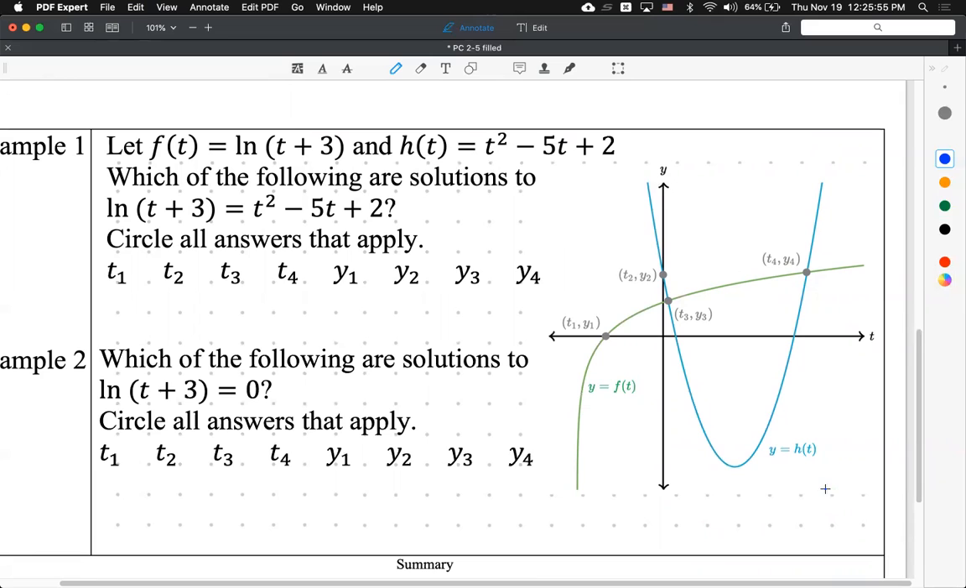Now what's our answer? Well, I see a 3 and a 4. So let's circle something. Obviously, T3 is going to be the answer, right? Let's circle T3. That's one of them. T4 is another. What about Y3 and Y4? Should we circle those as well?